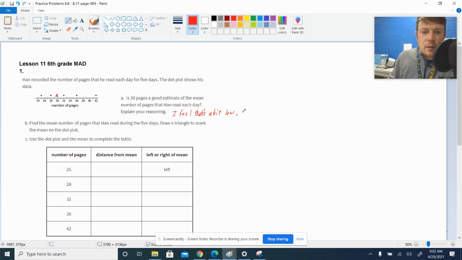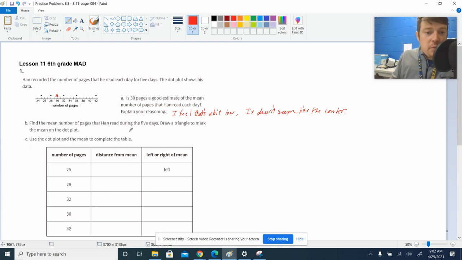It doesn't seem like the center. The center seems more, maybe around 32, 33 would be my guess. I don't know. Find the mean. Okay, we're going to find out, I guess.